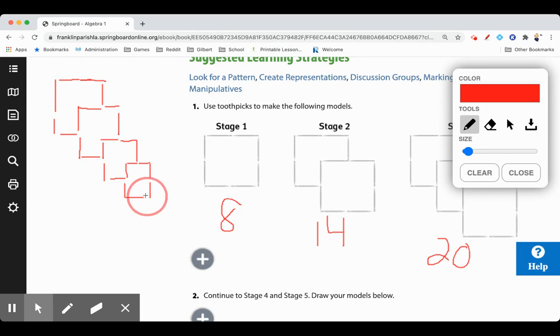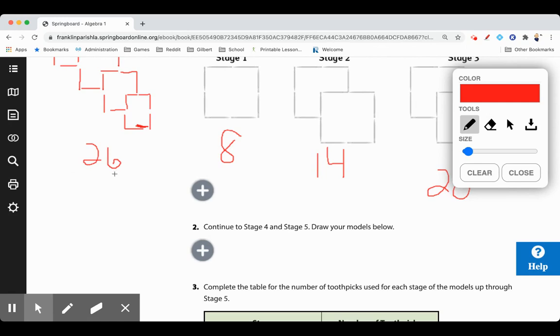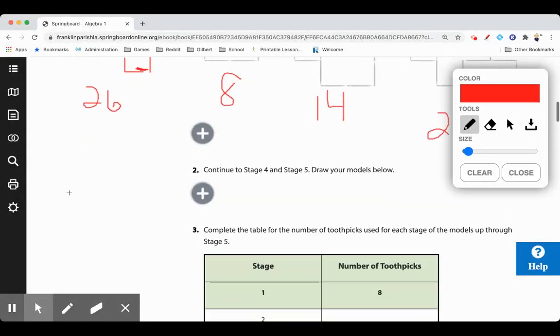Oh, I forgot the one right here, 26. I was wondering, how did I get 25? It's supposed to be going up by 6, but right here was one. I didn't separate this bottom one into 2. It's always 2 on the bottom. Okay, so 26. And then you can kind of guess what the next one's going to have. It's going to have 6 more: 8 and 6, 14 and 6, 20 and 6, 26 and 6. It'll be 32.